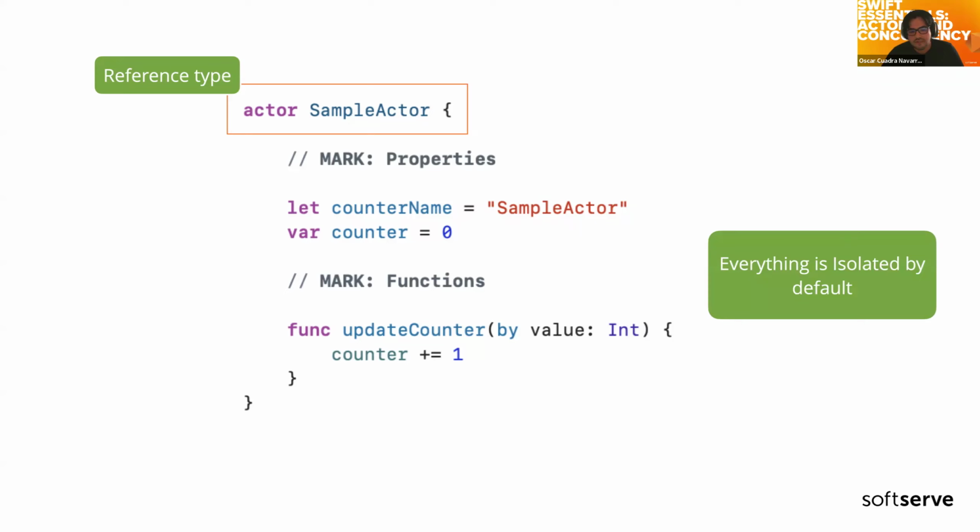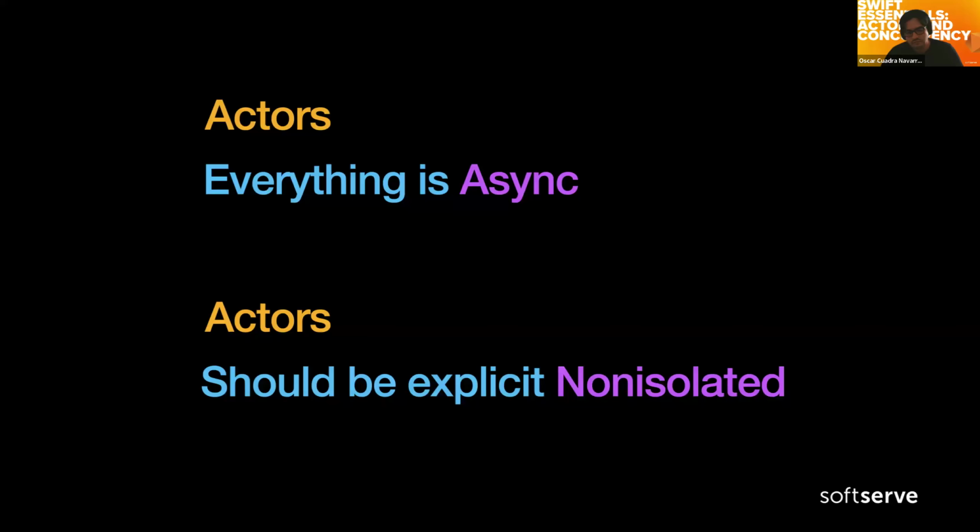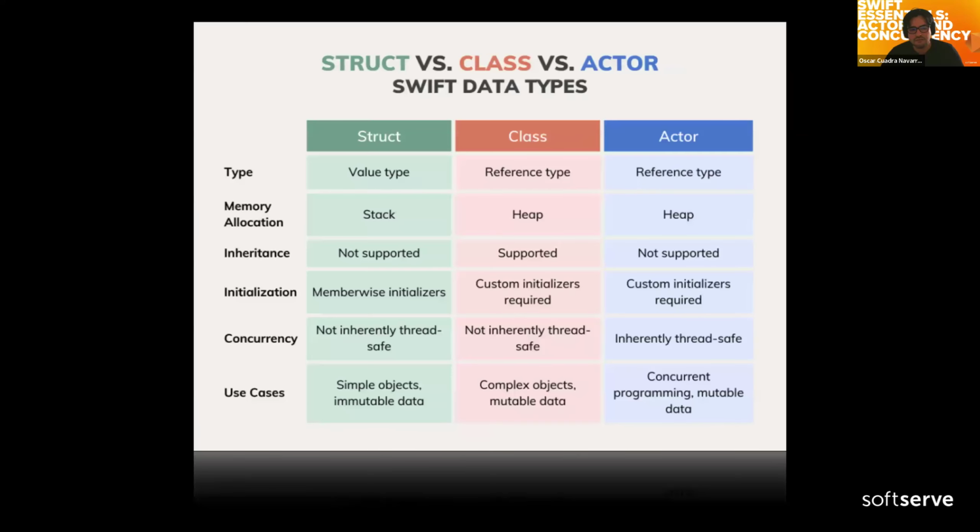Everything here is isolated by default. That means everything here needs to be accessed by one event at a time, so everything is synchronous in the context of the actor. But an actor doesn't support inheritance. So this is important to understand: everything is async. An actor should be explicit, not isolated, if you want, because they are isolated.